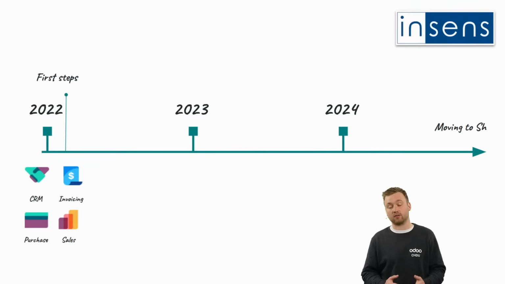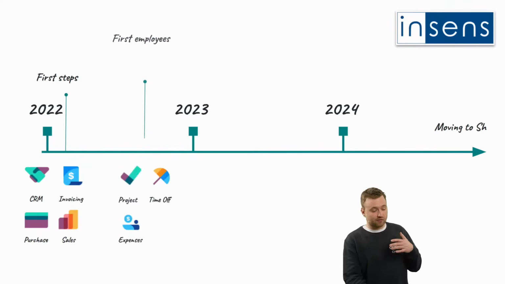They had 3 people at the start. They needed to work on the CRM. They needed to do invoicing, purchase, sales, and so on. They didn't really have a budget. They're also quite techy and handy. They were like, okay, we'll work on the community version.